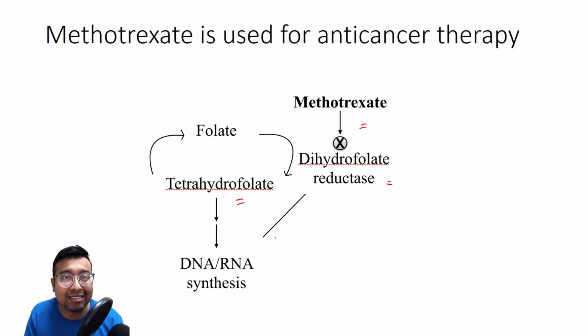What is happening in cancer therapy? What is happening in cancer? Cells are multiplying, proliferating. Cancer cells are growing at a very rapid rate. All right, so it means there is a rapid proliferation of DNA in the cancer cell. So if we stop that DNA proliferation, if we stop DNA synthesis, then the growth of cancer will be stopped, and thus methotrexate, by strategically inhibiting dihydrofolate reductase, being a competitive inhibitor of this enzyme, serves as an anti-cancer drug.